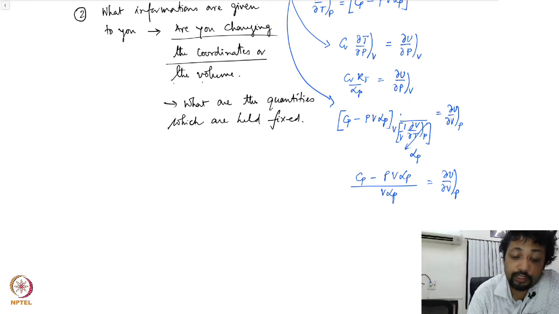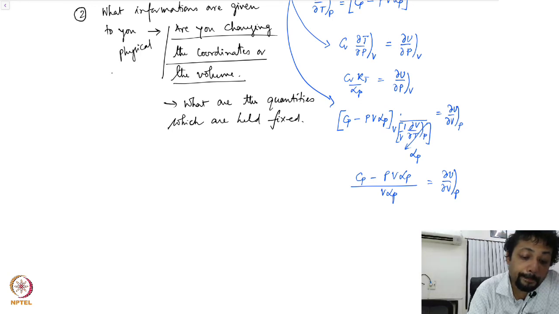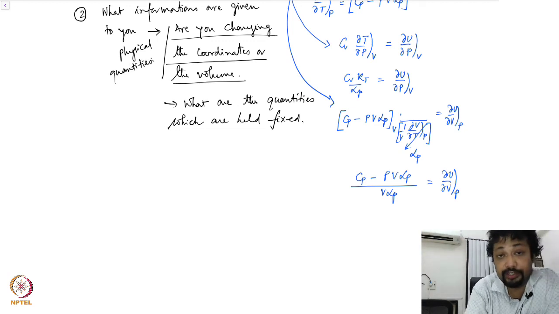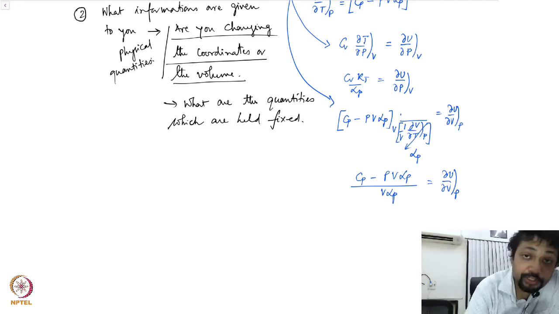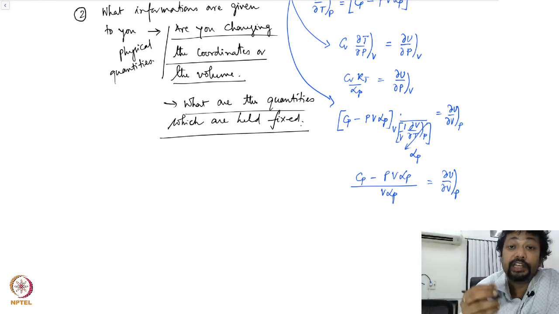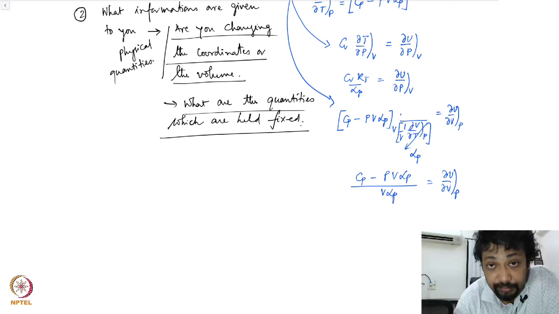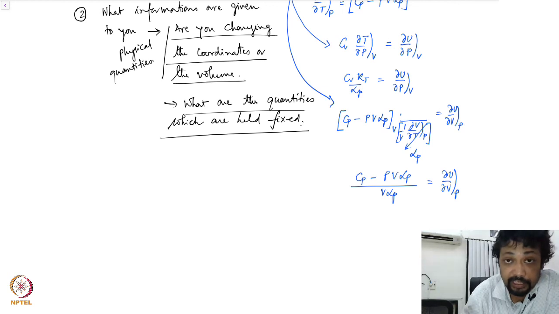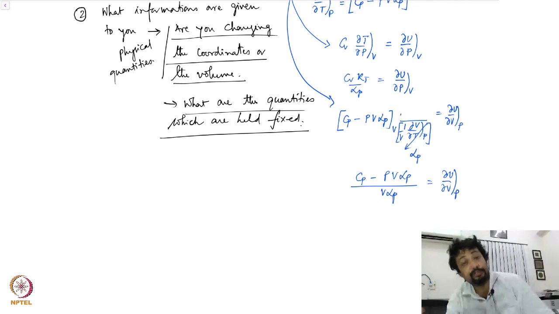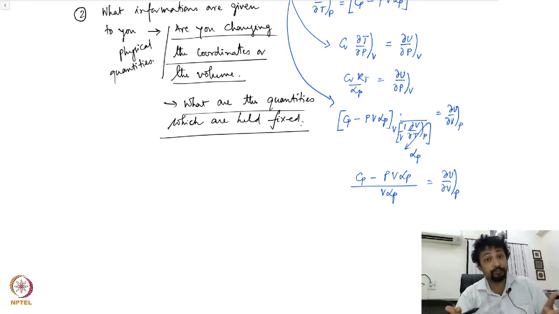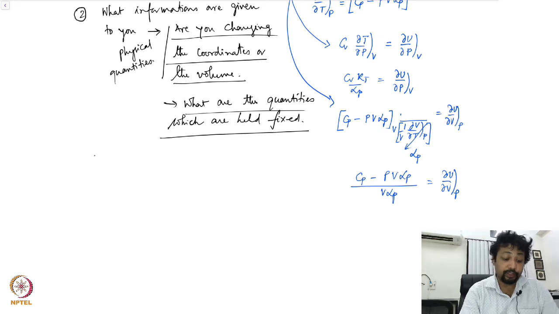Are you changing the coordinate or the volume? Which means, what are the physical quantities that are being changed? Are you changing the temperature? Are you changing the pressure? Are you changing the volume? And then again, what are the quantities which are held fixed? Is it an adiabatic process? Is the entropy being kept fixed? Is it an isothermal process? That means the temperature is kept fixed. Is it an isobaric process? That means the pressure is kept fixed. Is it an isochoric process? That means it's the volume which is kept fixed. So this information you must clearly find out.